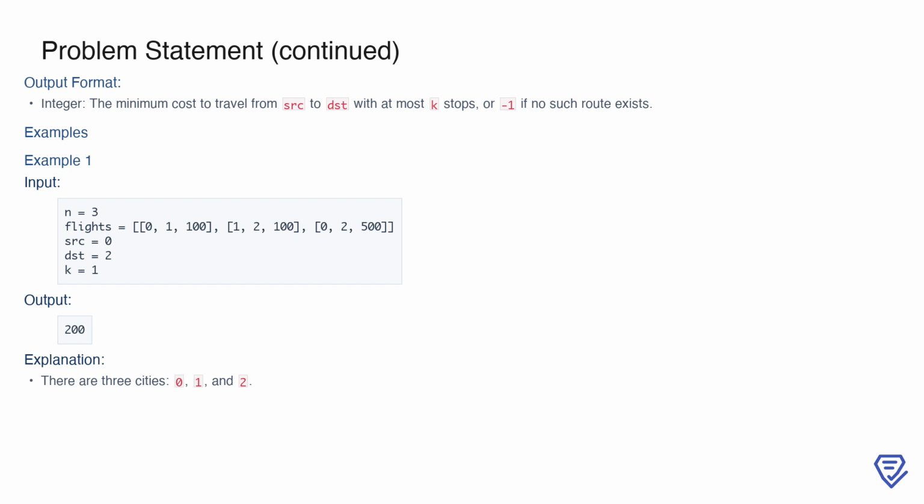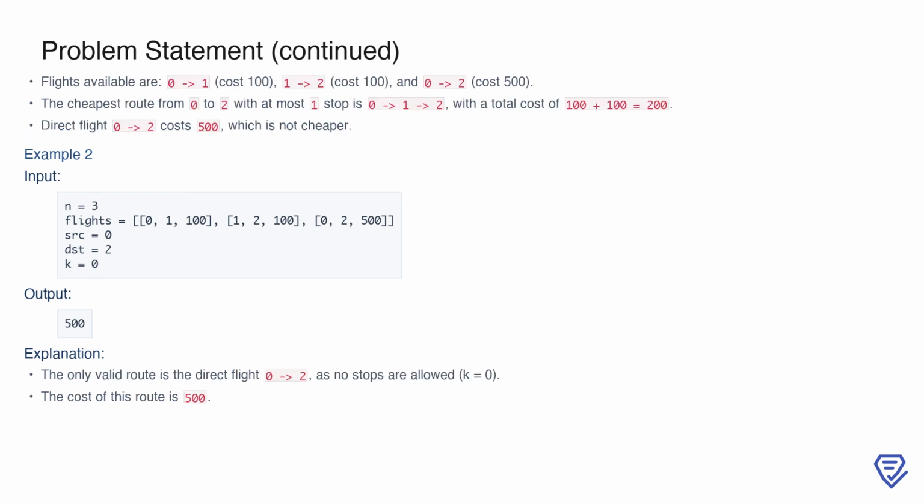Let's consider an example to clarify. Suppose we have three cities, numbered 0, 1, and 2. The available flights are as follows: a flight from city 0 to city 1 costing 100, a flight from city 1 to city 2 also costing 100, and a direct flight from city 0 to city 2 costing 500. The source city is 0, the destination city is 2, and we are allowed at most one stop. The goal is to find the cheapest route from city 0 to city 2 under these constraints.